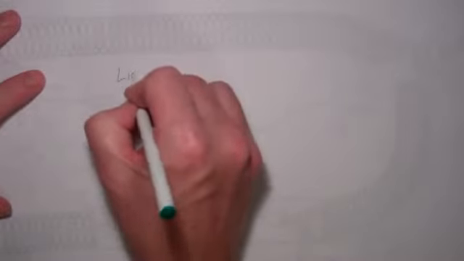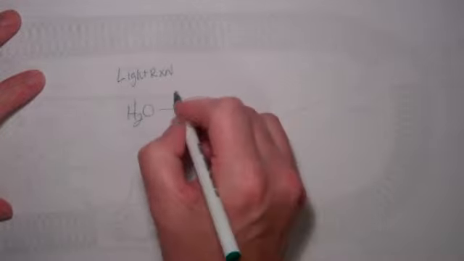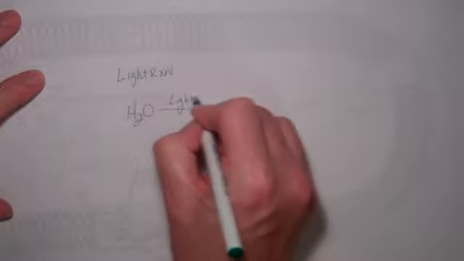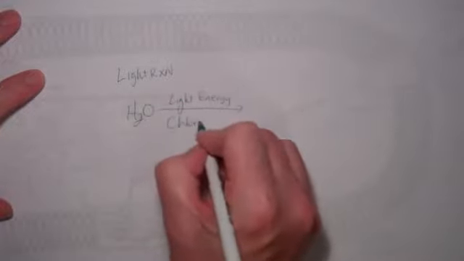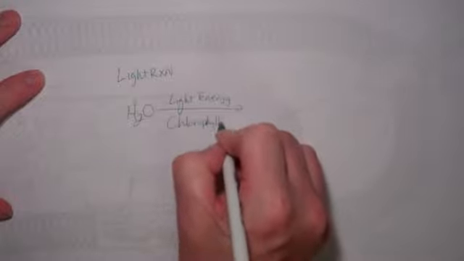So we've got our light reaction. For the light reaction, we need water for the photolysis. We need light energy, and we need chlorophyll A. At a minimum, chlorophyll A. Any of the antenna pigments would basically work, but chlorophyll A.